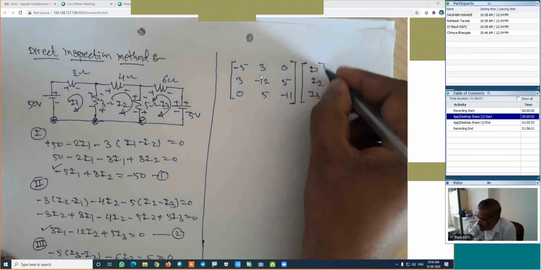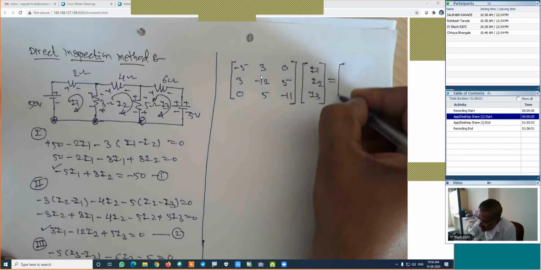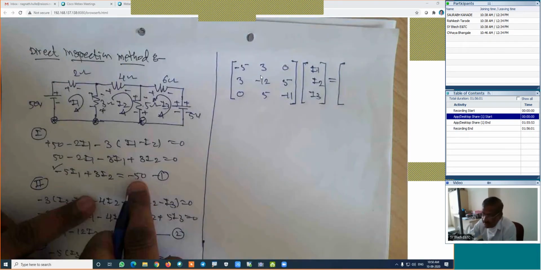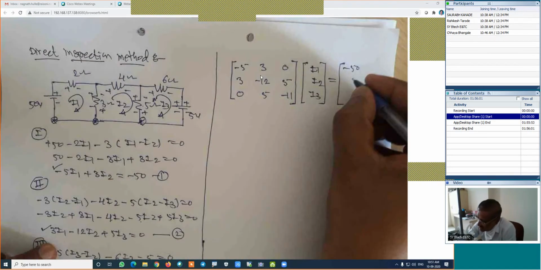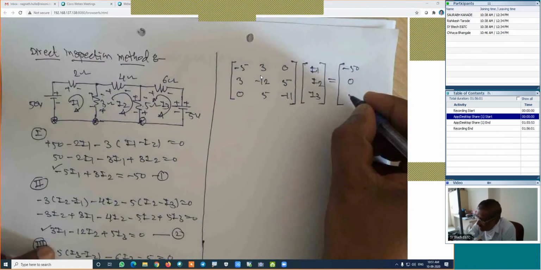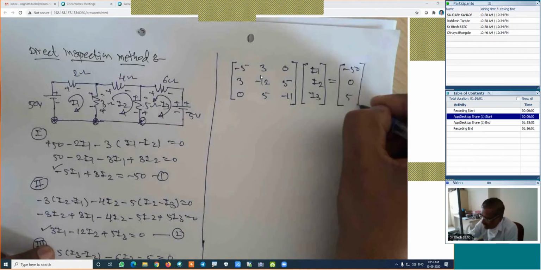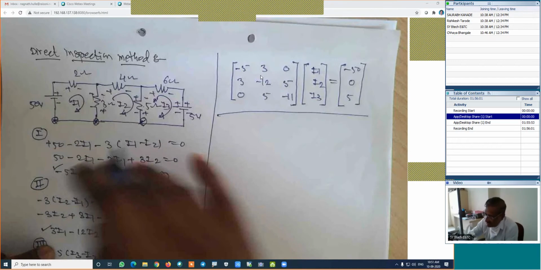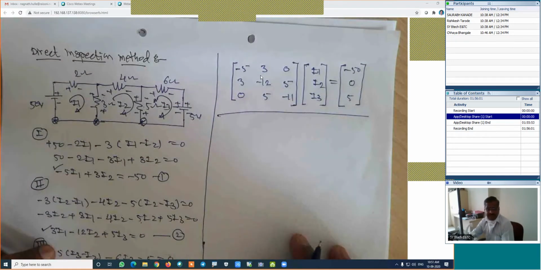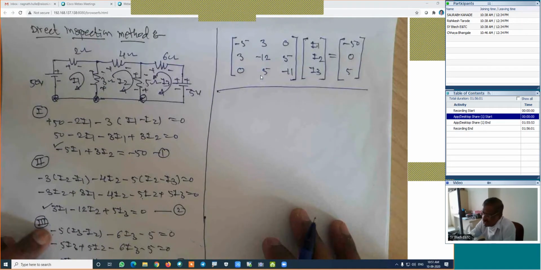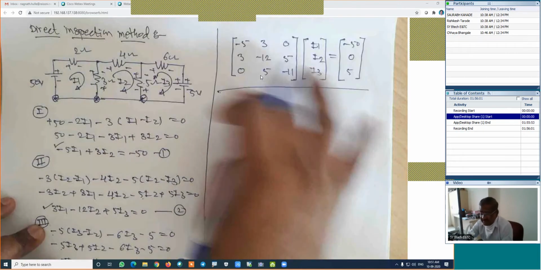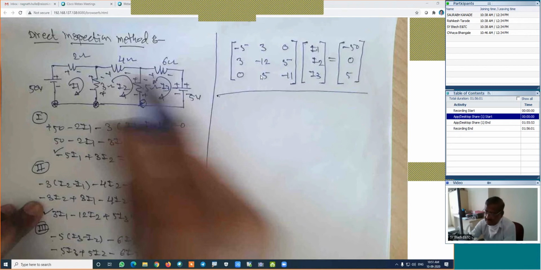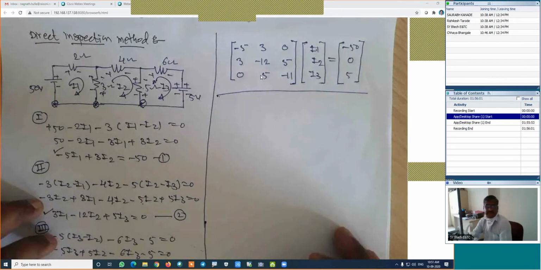These are the multipliers, which is equal to these constants. What is the first constant? It is minus 50. What is the second constant? 0. What is the third constant? 5. Which generally we will arrange in this particular form. These equations can be arranged in this particular form. Is it right? But in place of preparing this equation and preparation of this matrix, we can prepare this matrix directly. That's why this method is known as the direct inspection method.